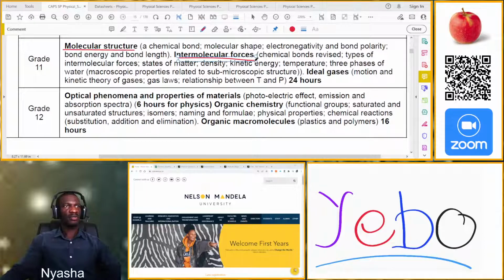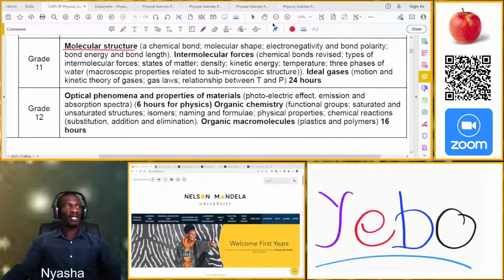Then we also have intermolecular forces. These also use the chemical bonds concepts. So types of intermolecular forces, states of matter, density, kinetic energy, temperature, and so forth. And then we will focus on ideal gas theory next week, maybe the next 2 weeks. We can focus on ideal gas theory for the next 2 weeks.